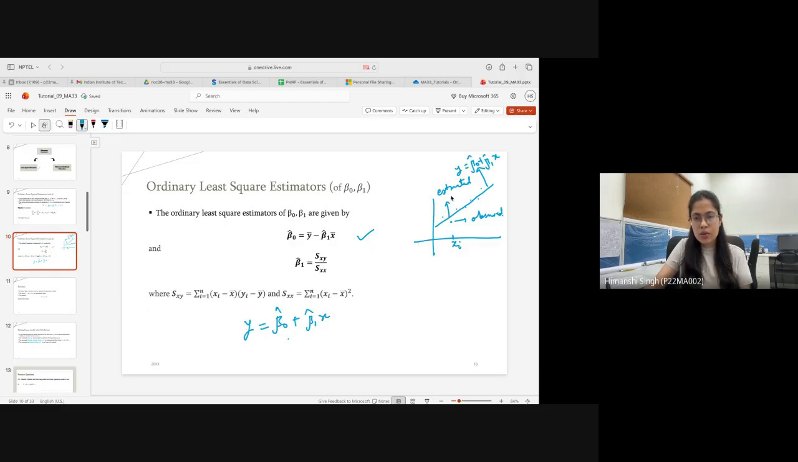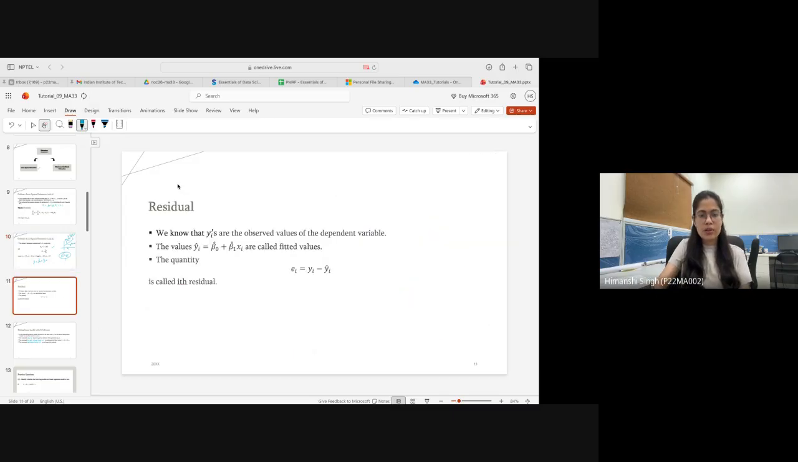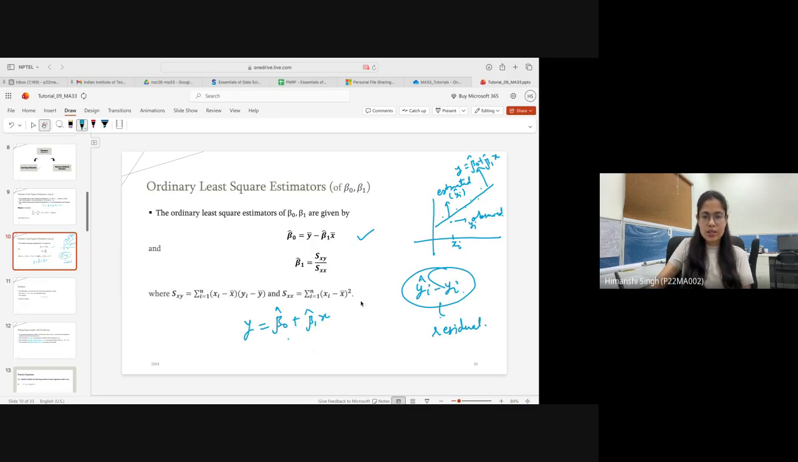I can call the estimated one yi hat, and this is, for example, yi. So for this particular xi, this difference is called the residual. In the next slide it is written as yi minus yi hat, sorry. So this difference we are talking about is called the residual.